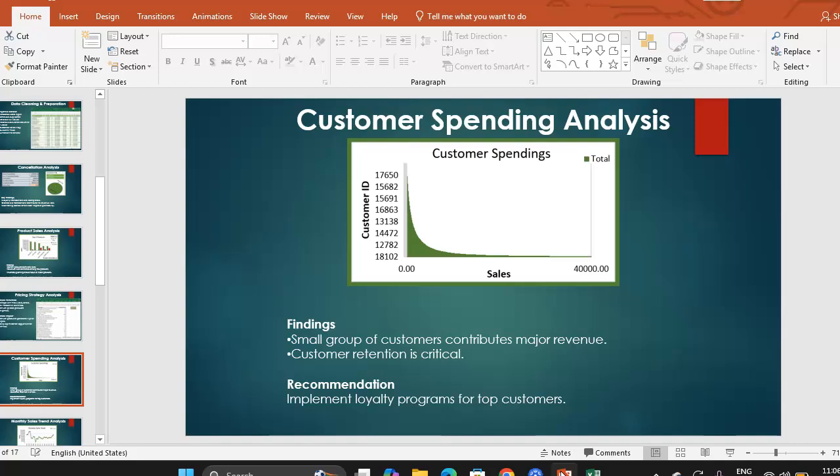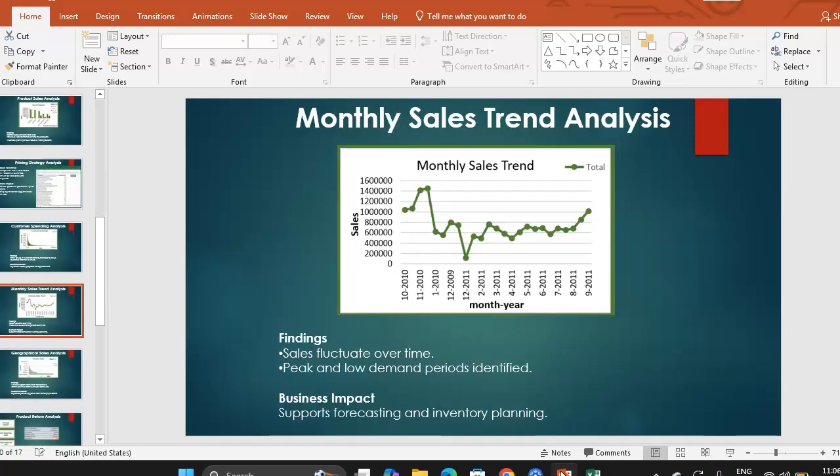Business should focus on loyalty programs, personalized offers, customer engagement strategy to retain high value customer. Then monthly sales trend analysis. To understand sales performance over time, I performed monthly trend analysis.